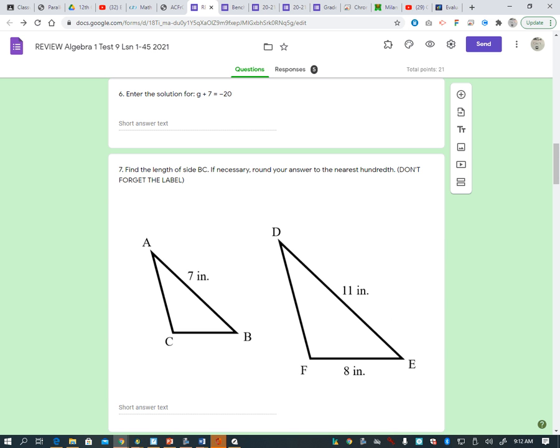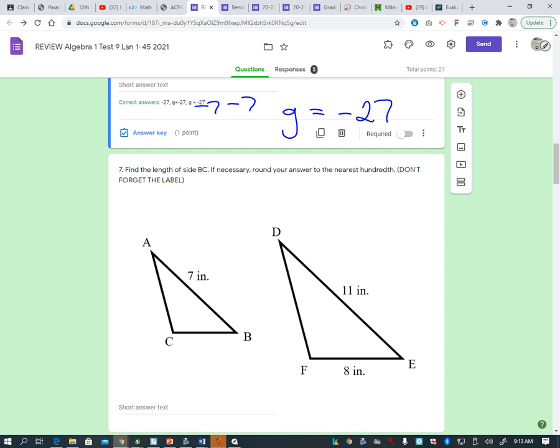6 is this one that we need to see? Yes? What's the only thing I need to do here? Subtract 7 from both sides. Subtract 7, g equals what? Negative what? Negative 27. What did you write? It could be a spacing thing. I don't know. Let's check the answer here. Negative 27, g equals negative 27. Yep.